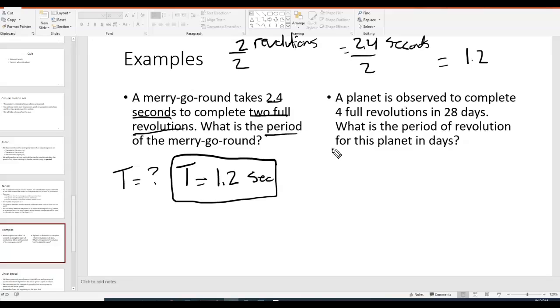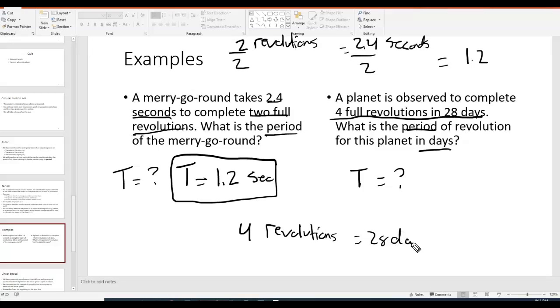Okay, second example. A planet is observed to complete 4 full revolutions in 28 days. What is the period of revolution for the planet in days? Okay, so again, by definition, the period is the time to complete one full rotation or one revolution. If the planet goes around 4 revolutions in 28 days, how long does it take to go around once? Again, hopefully you got that. It's just kind of logical.